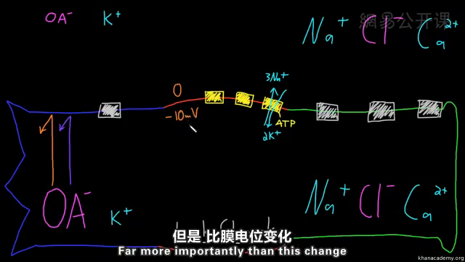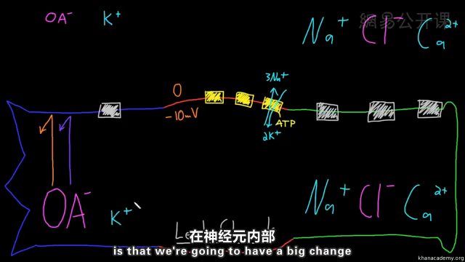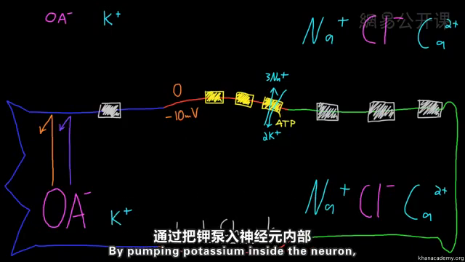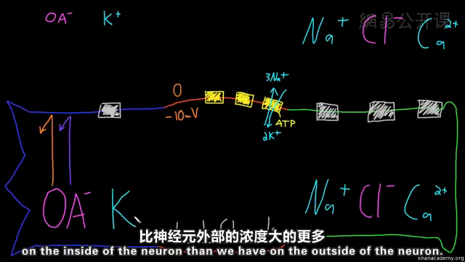Far more importantly than this change to the membrane potential, however, is that we're going to have a big change to the concentrations of potassium and sodium inside the neuron. By pumping potassium inside the neuron, we will now get a much larger concentration of potassium on the inside of the neuron than we have on the outside of the neuron.